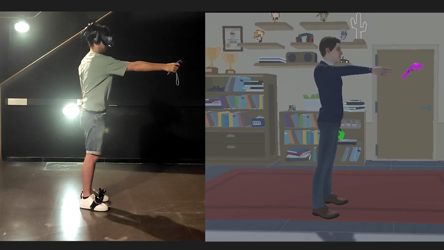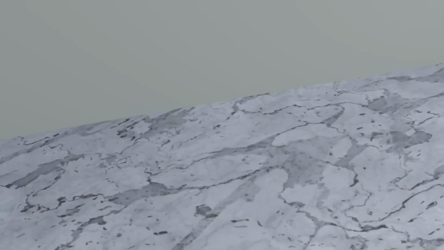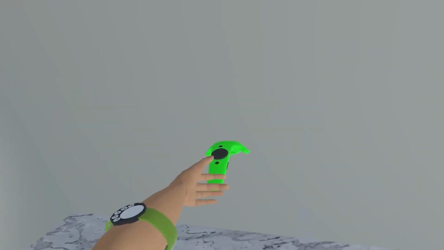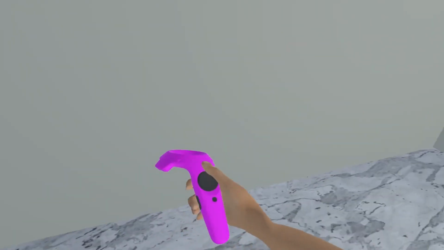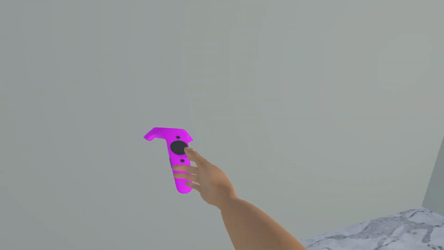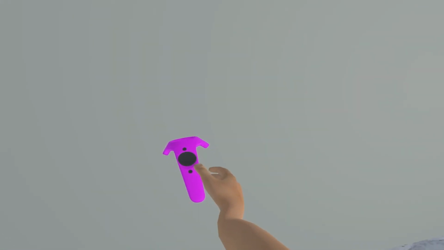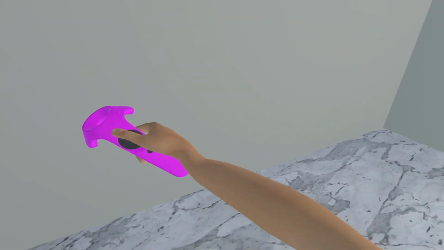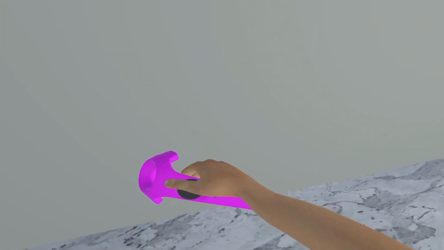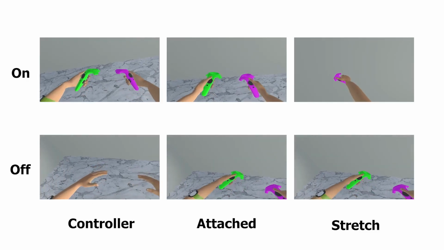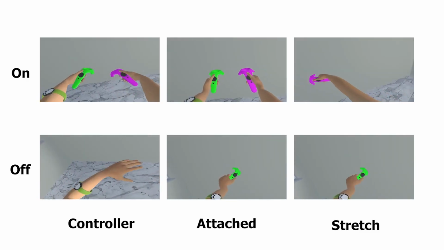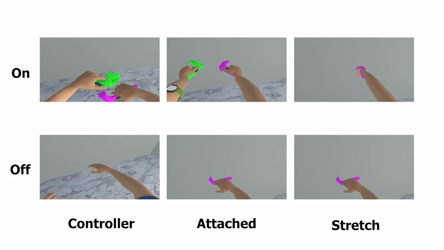This difference raises a critical question for immersive virtual reality experiences. How do we deal with the mismatches between real-world and virtual controllers? Consider this demonstration. As the user and avatar stretch their arms, it's evident that the avatar can't precisely replicate the user's actions. We examine three critical factors: controller, attached, and stretch.